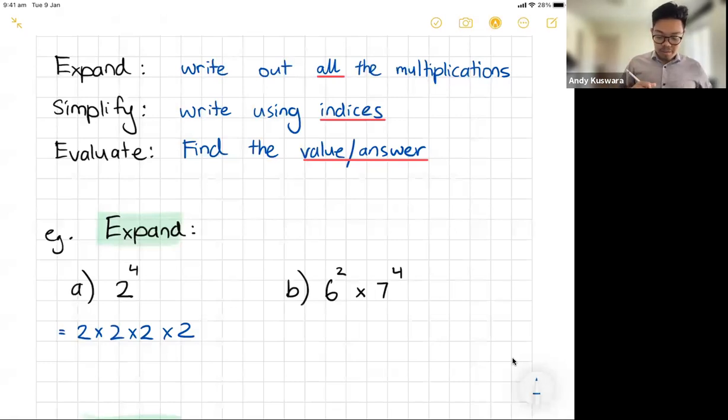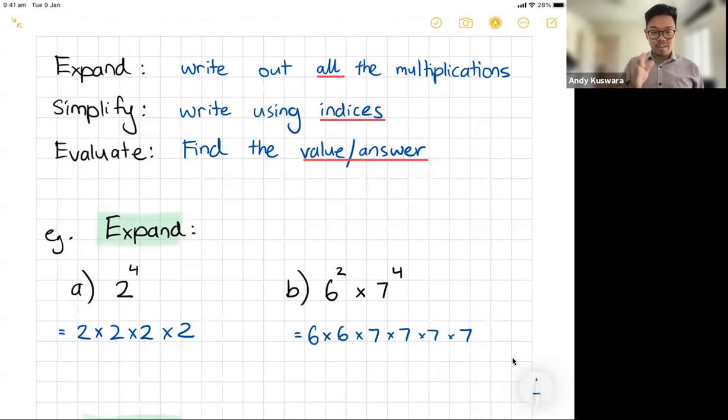Now if you get something a little bit more tricky, like this one, 6 to the power of 2 times 7 to the power of 4. All I need to do is say, well, that's 6 times 6, that's 6 to the power of 2. And then 7 to the power of 4 means we multiply 7 by itself 4 times, so 1, 2, 3, 4. And we leave our answer like that. We don't have to calculate it.